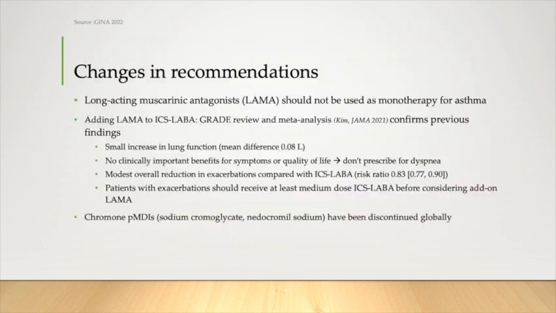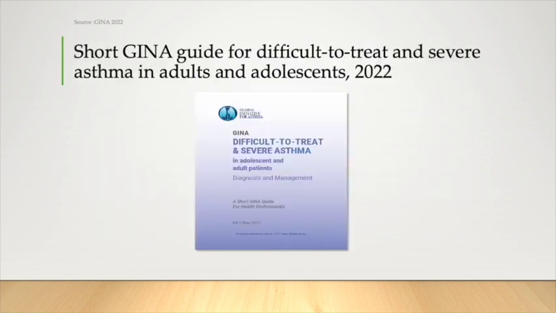What are the newer changes in the recommendations? The recommendations mention that LAMA should not be used as asthma monotherapy. And when you add LAMA to ICS LABA, you should acknowledge the fact that LAMA is not going to increase the lung function too much. LAMA is not going to improve the benefit of symptoms too much, so do not give it only for symptomatic relief. It will cause a modest reduction in exacerbations, but make sure they are on the right dose of ICS LABA before you add your LAMA. And recently, all chromone pMDIs have been discontinued in asthma management.